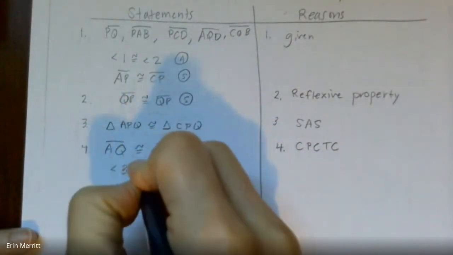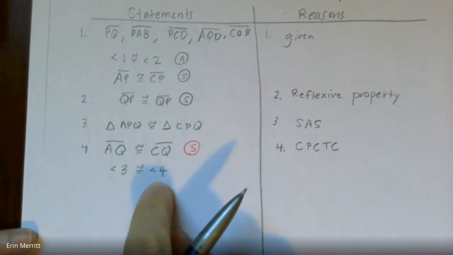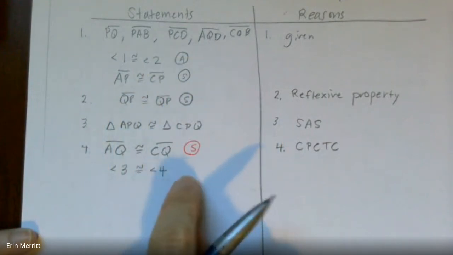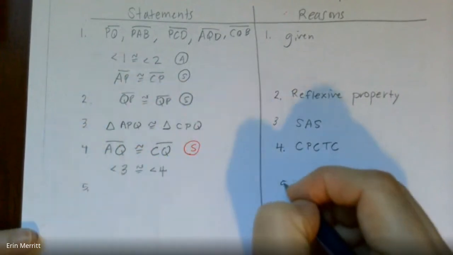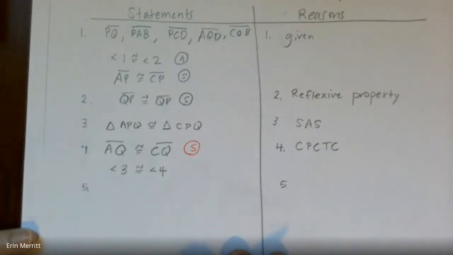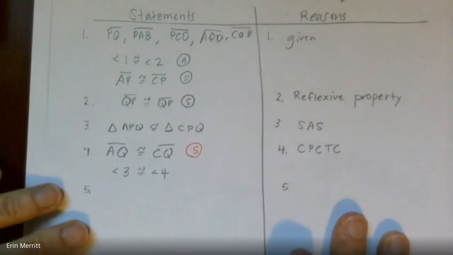So angle 3 is congruent to angle 4, but it's not a pair of angles in my new triangle, so I'm not going to put an A next to it. What we're going to do is use that to get a pair of angles in the triangles that we want. All right, slide it on back up.